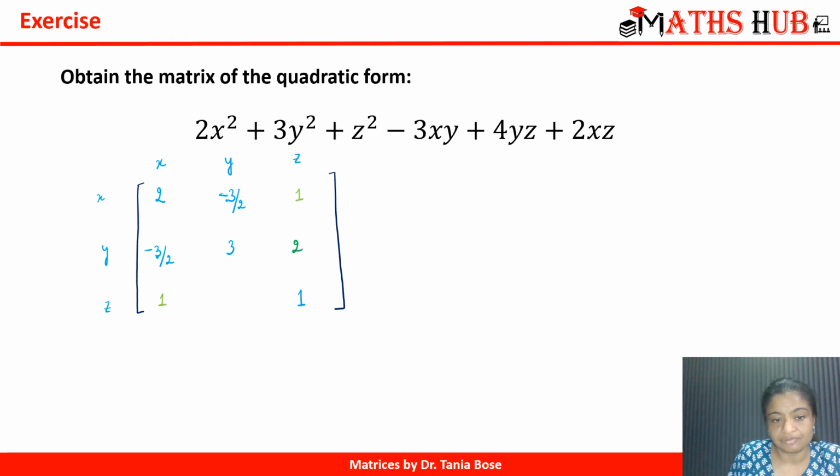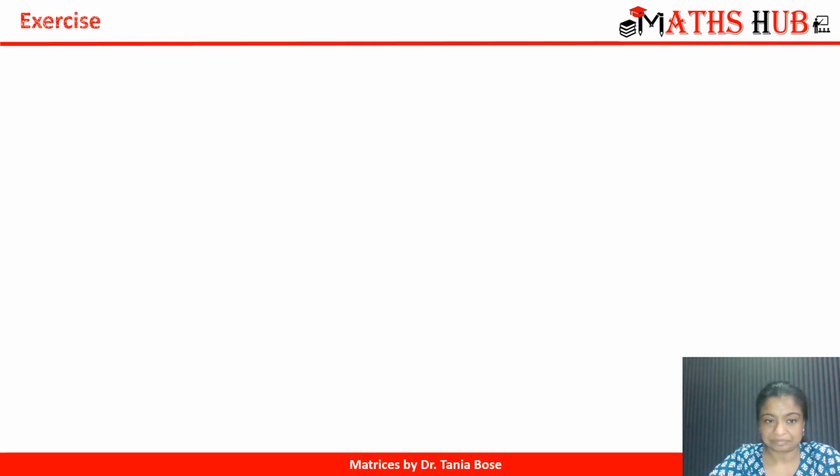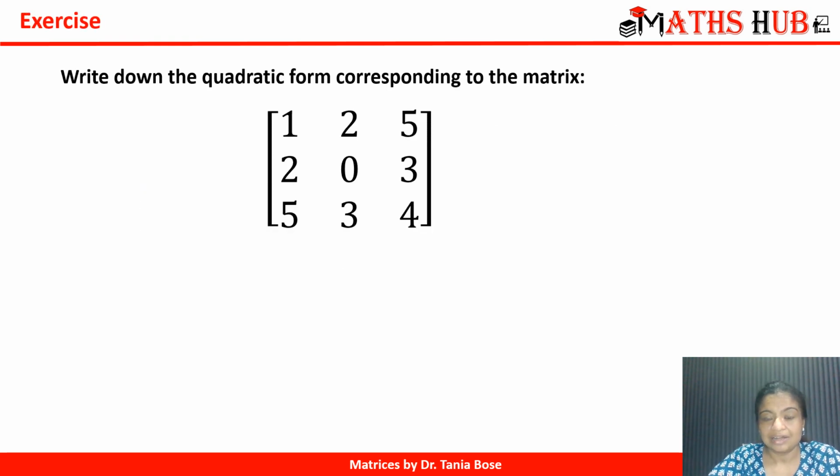So we will take half of it and we will get here, right? So this is how we obtain the matrix. Okay. So now we are given the matrix and we have to write the quadratic form. So just the opposite of it.